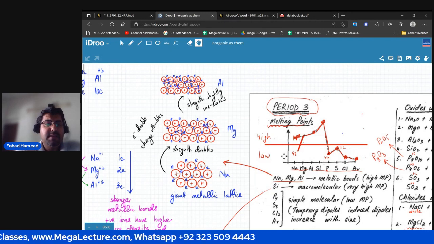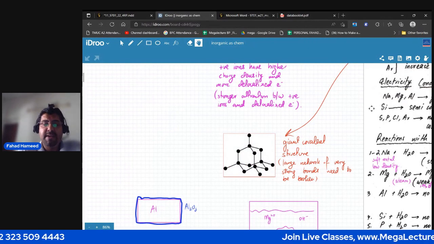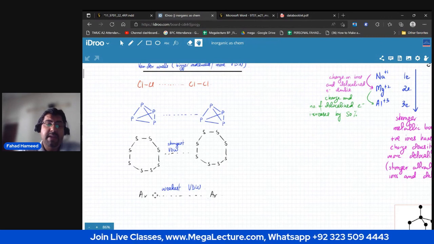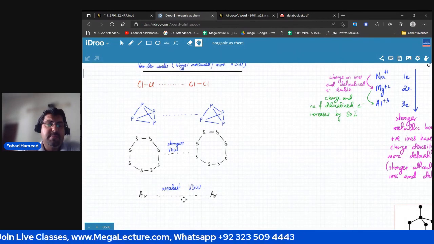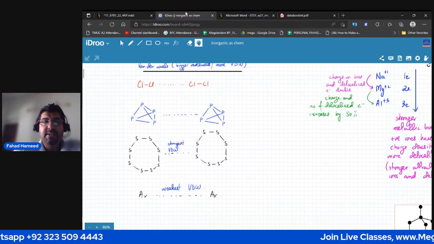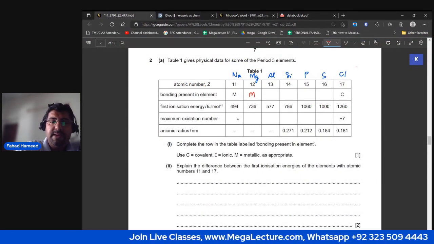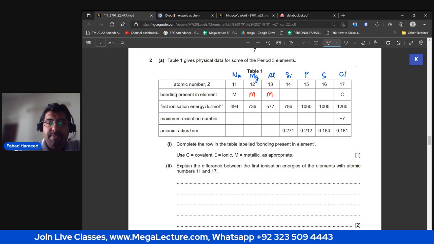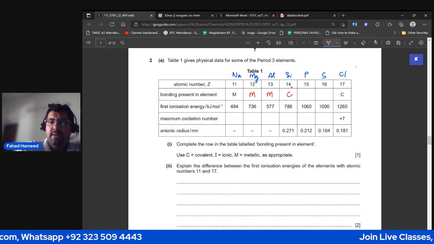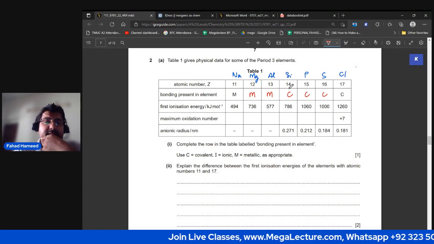Silicon is a giant covalent structure, similar to diamond. It's got a very high melting point. And then you have the last four, which are chlorine, phosphorus, sulfur, and argon. Argon doesn't even form any bonds. It's a monoatomic molecule. Sulfur is S8, phosphorus is P4, chlorine is Cl2. So I'm just going to write the first three are metallic. There's no option for giant covalent, so I'm going to write silicon as just covalent, and these are covalent as well, but these are simple covalent: phosphorus, sulfur, chlorine. This one is a giant covalent.